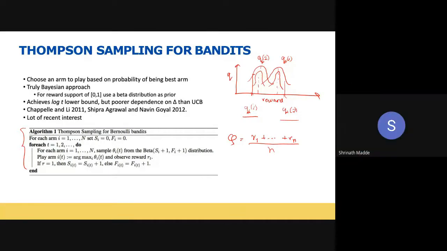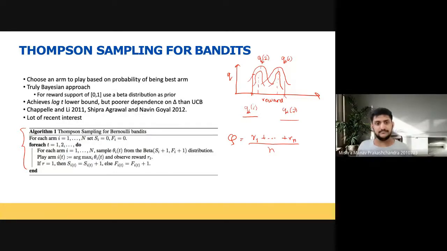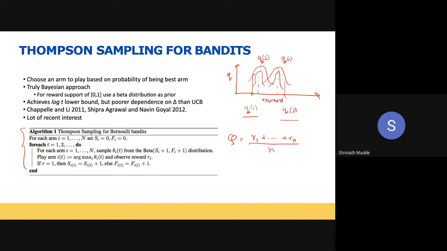Okay. Could you please explain that line? How are we updating S and F at T? If R equals 1, then what are we doing there? Which line? In that algorithm, in the for loop, if R equals 1, then after that, what is R equals 1? I can't understand.